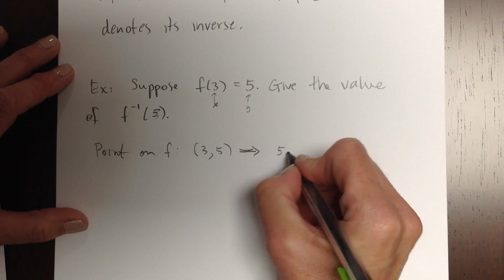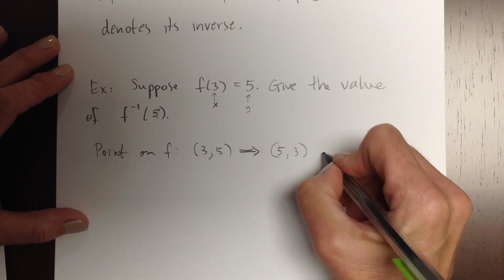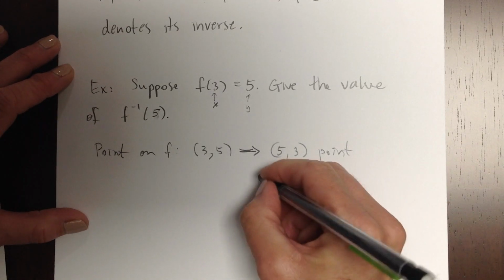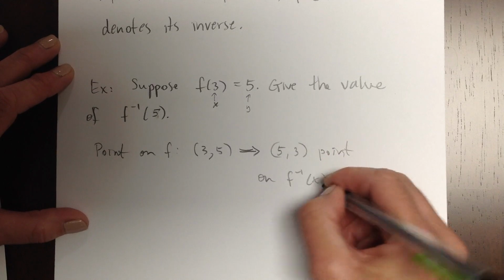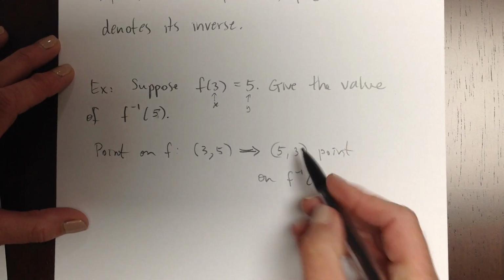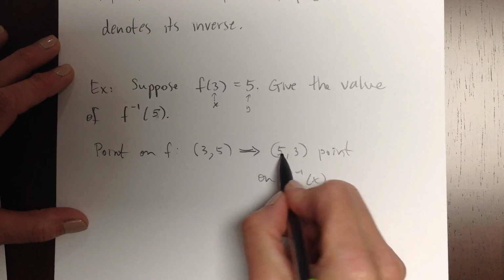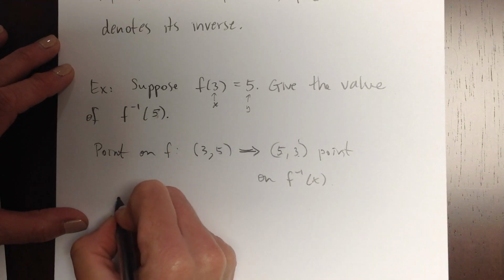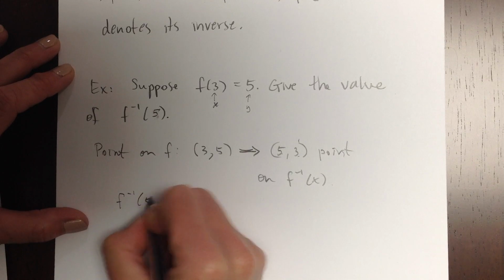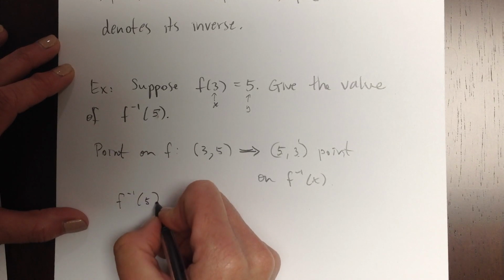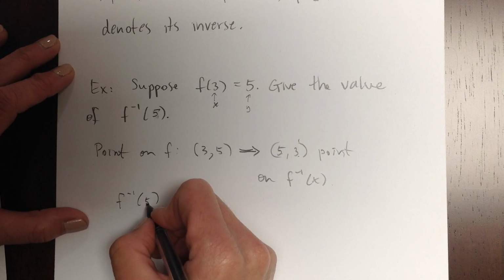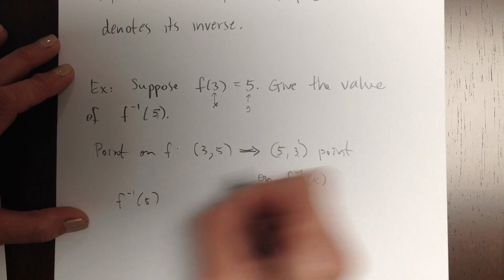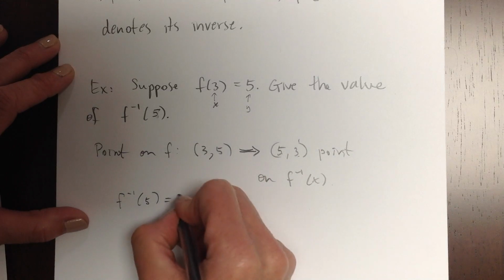This means that (5, 3) is a point on f inverse of x. So what does that mean? It means when the input of f inverse is 5, then the output is 3. Okay? So therefore, f inverse of 5, so again, that's asking for what's the y value on f inverse when the x value is 5? Well, that y value is 3.